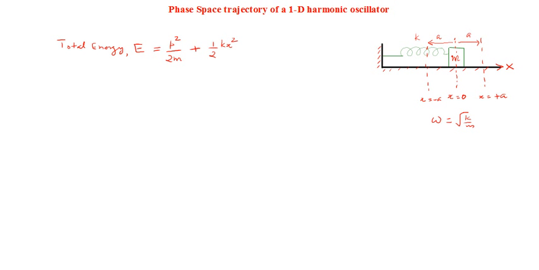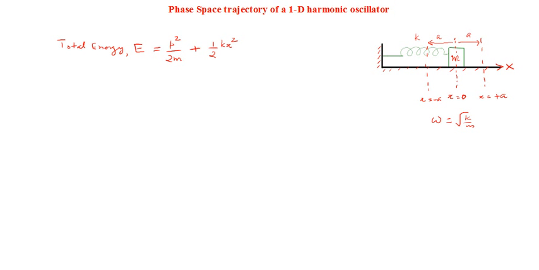Since instantaneously this x can change, I'm not writing a specific value. At the extreme position it will be equal to half ka square, where it is purely potential, and kinetic energy will be 0. We have discussed that, the graph we have drawn. So this is the equation for the total energy, right?